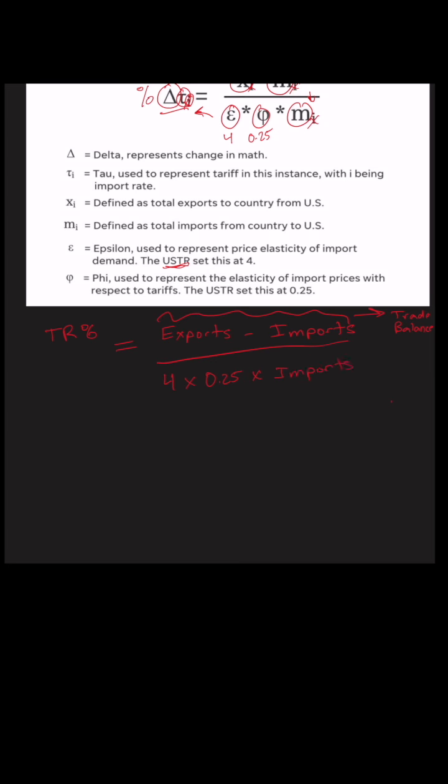Let's take a look at why this is kind of ridiculous. Saying the 4 times 0.25, well, that equals 1. And 1 times anything is itself. So 1 times imports is just imports. So this was completely irrelevant, not even needed. Why was it here? I don't know. Maybe it's for a later change to their equation, but as of right now, this was unnecessary, and I think they just did it to make it seem like they're doing more math than they really were. So when you break it down, it comes down to tariff rate percent equals exports minus imports over imports.